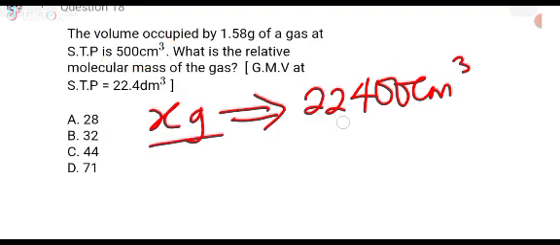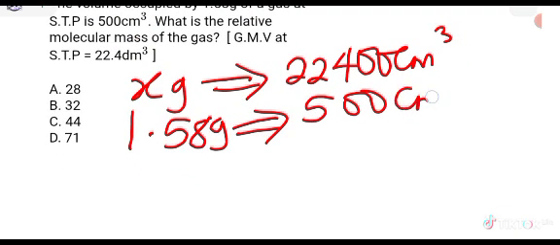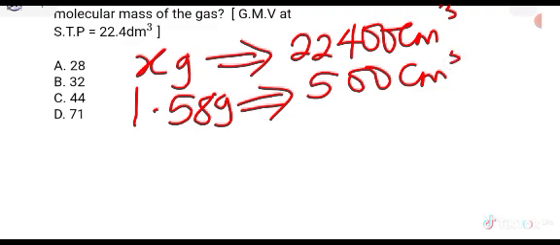So if x gram of the gas occupies 22400 cm cube, what will 1.58 gram occupy? So this one will just give me 500 cm cube, as you can see here. So I'm just looking for x. So what I'll do is just cross multiply, and divide both sides straight up.